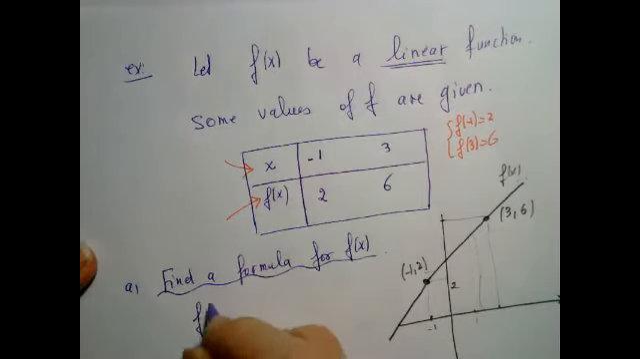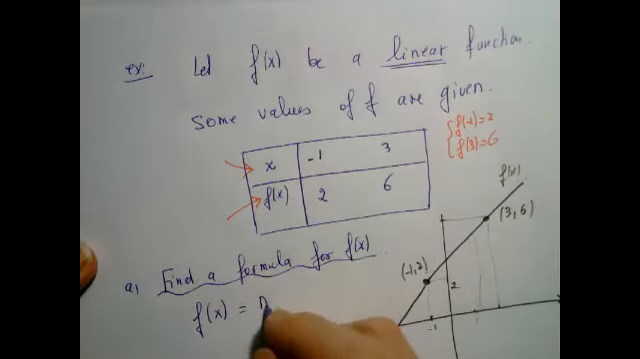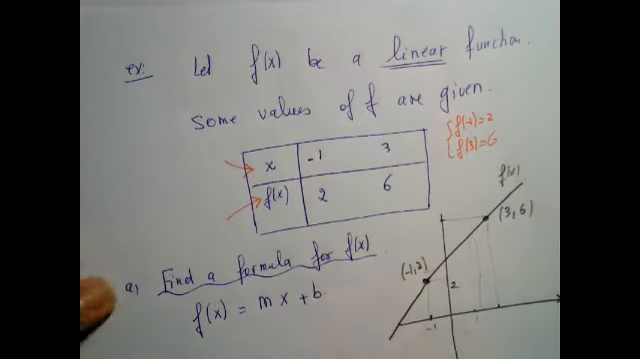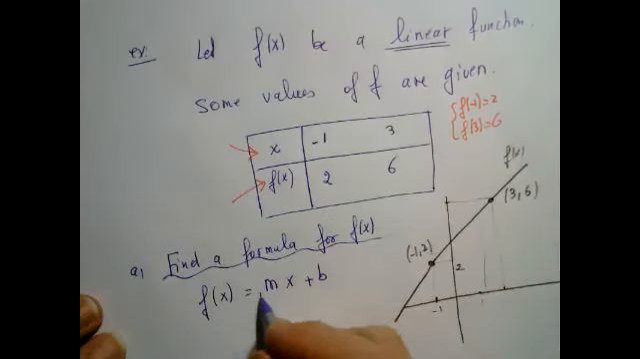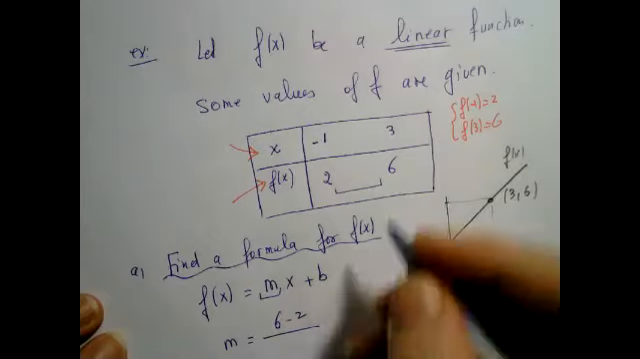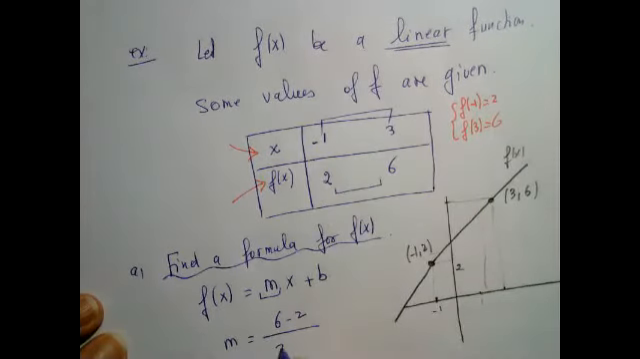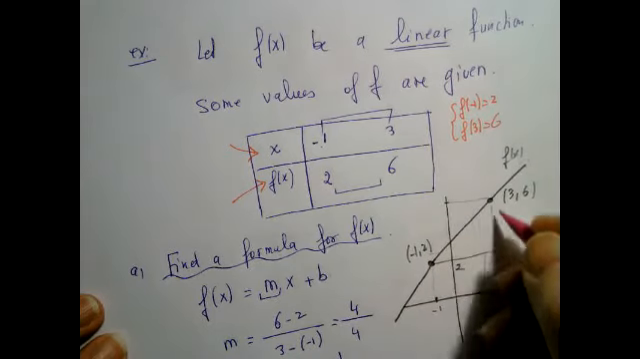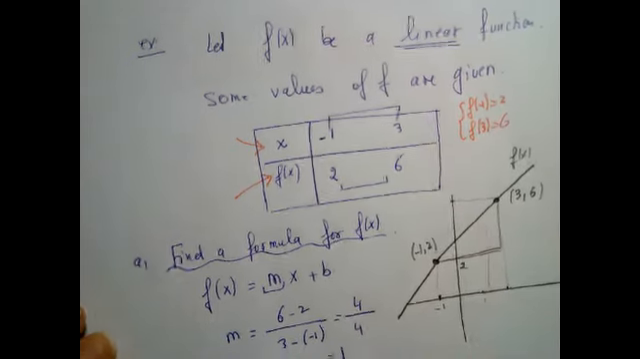Now say that f is linear. It means f is mx plus b. To find the equation, you can use either point-slope or slope-intercept, it doesn't matter. First we're going to find m, the slope, which is the change in the output over the change in the input. But be very careful: this x is -1, so it's minus 1. 6 minus 2 is 4. 3 minus -1 is 4. So that's equal to 1. That's the slope, the average rate of change. They all mean the same thing.